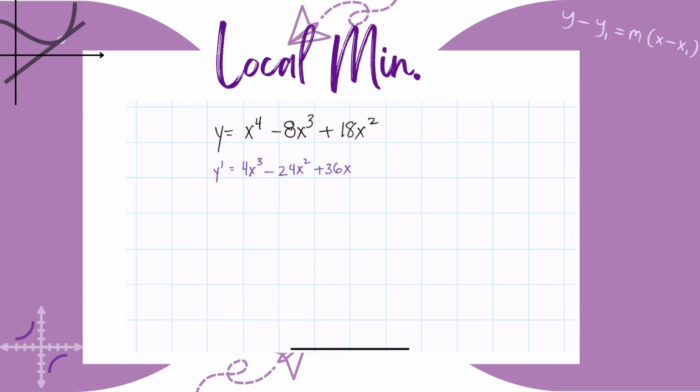And what I'm going to do is factor this out, and I am able to factor out 4x. That gives me x squared minus 6x plus 9. And I'm able to factor the inner part as well by using the difference of squares. Sorry, not difference of squares, perfect square, which is x minus 3 whole squared. And now I have that one of my zeros is at 0. Another one of my zeros is at 3.